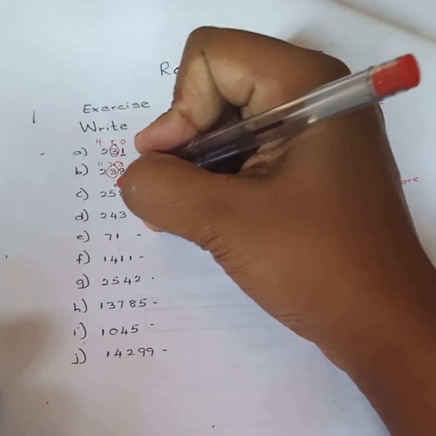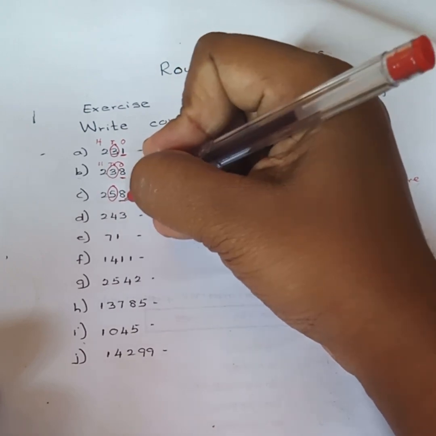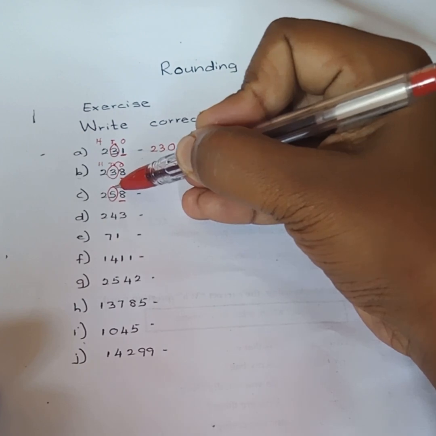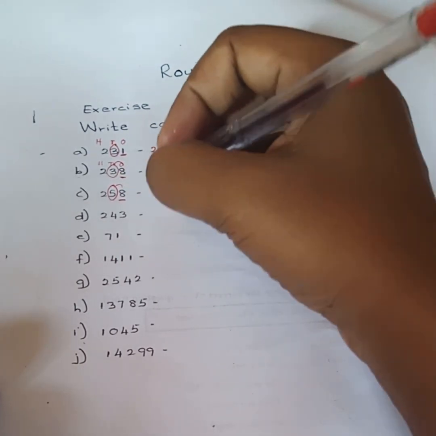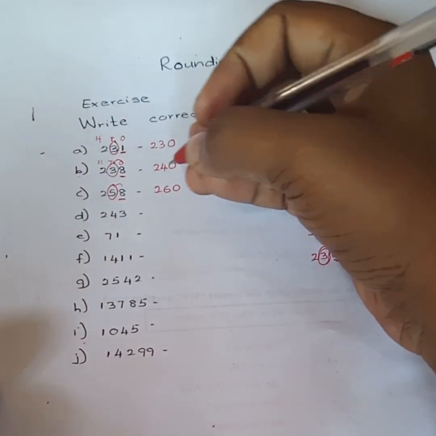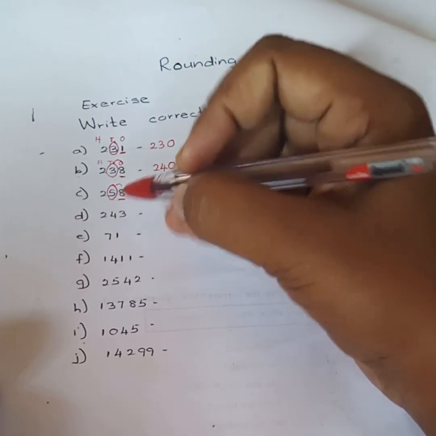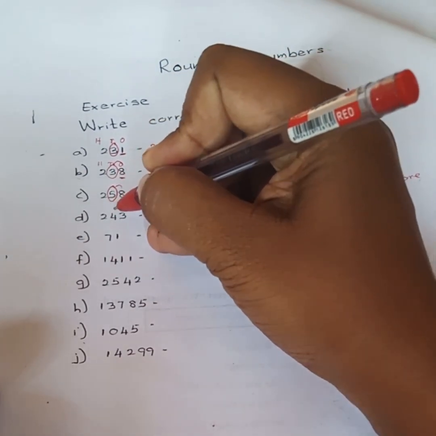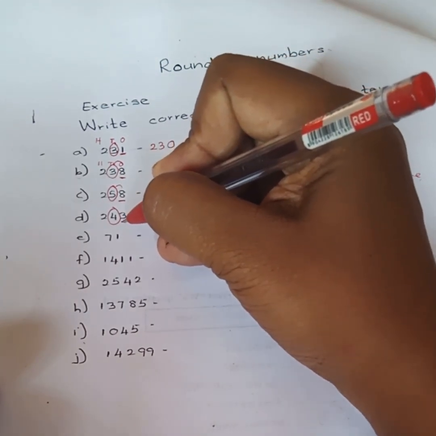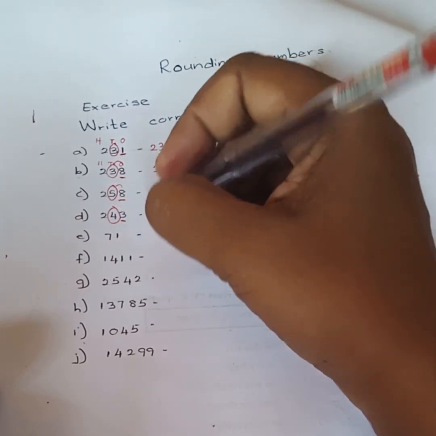Okay, 258. The tens value is 5. You have to consider the next door value. Ones value 8. The number 8 is more than 5. When you round off, the answer will be 260. Next one, 243. The tens value is 4. You have to consider the next door value 3. It's less than 5. So when you round off, the answer is 240.